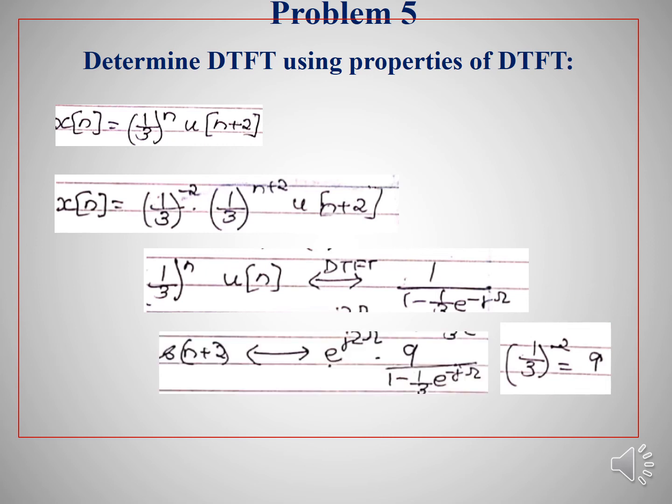which could be written as 9. Hence, the solution of this particular function, which is shifted by n plus 2, would be e power j 2 omega to account for the plus 2 time shifting, into 9, which is for 1 by 3 power minus 2, into the Fourier transform of 1 by 3 power n u of n, which is 1 by 1 minus 1 by 3 e power minus j omega. Hence, the DTFT of 1 by 3 power n u of n plus 2 would be e power j 2 omega into 9 divided by 1 minus 1 by 3 e power minus j omega.